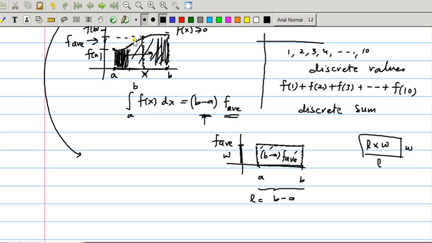So the area of the curve here, maybe it is like this. This is your y is equal to f of x. So the area under this curve, this blue area, and the area under the rectangle, they are the same. So if you calculate the average value and make a rectangle, the area of this rectangle and the area under the blue line will be equal.